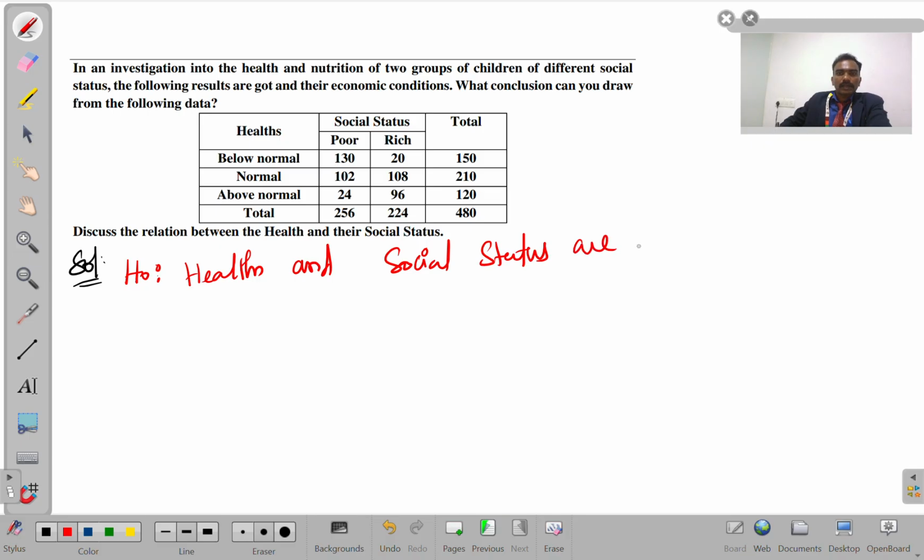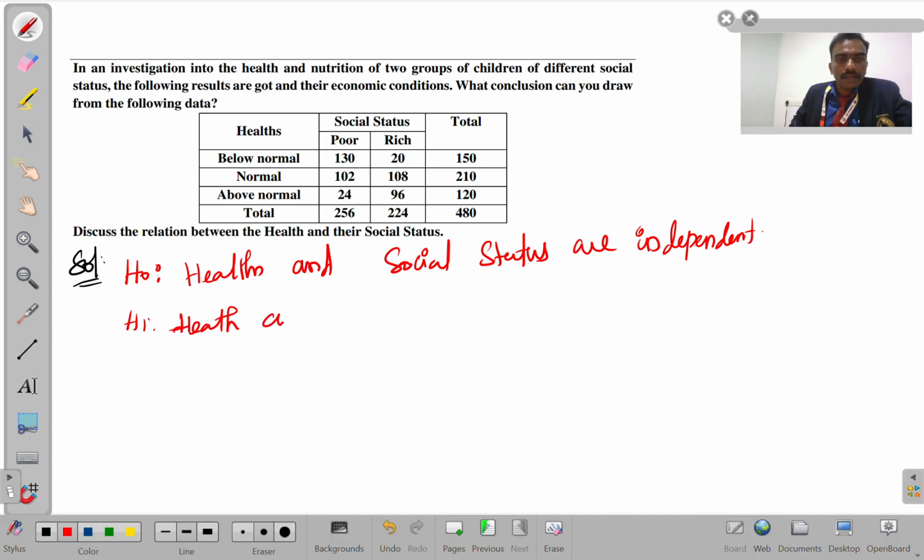Health and social status are independent. And H1 is nothing but health and social status are not independent. So H1 is nothing but the opposite of H naught. So here it will be health and social status are not independent.